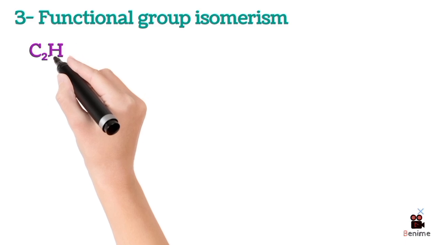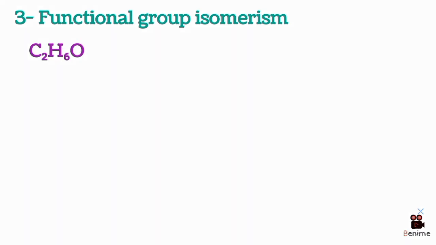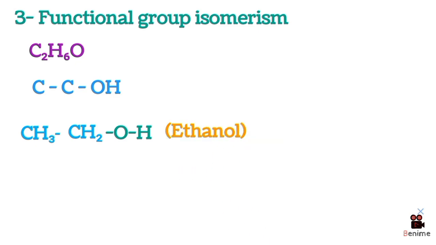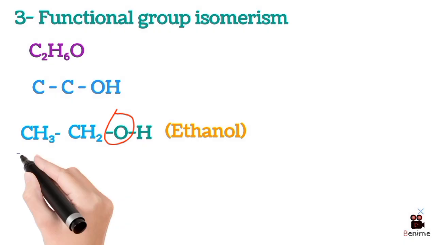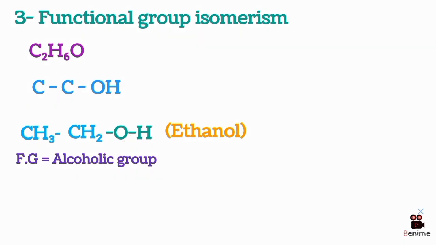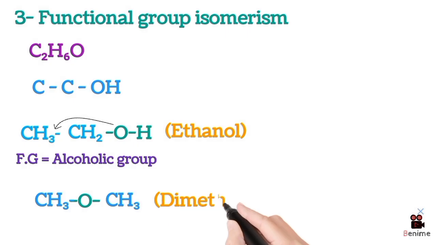Take the formula C2H6O. First arrange carbons together, C-C-OH. Now complete the valencies. The final structure becomes CH3-CH2OH. This compound is ethanol. Students, observe carefully. Here, oxygen is attached to hydrogen. So the functional group is OH, which is the alcohol functional group. Now students, we will rearrange the same atoms differently. Place oxygen between 2 carbons. Now complete the valencies. The final structure becomes CH3-O-CH3. This compound is dimethyl ether.